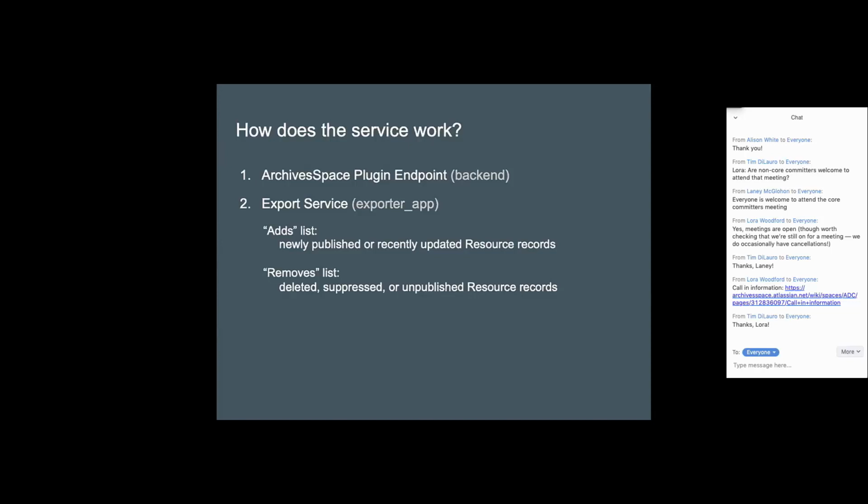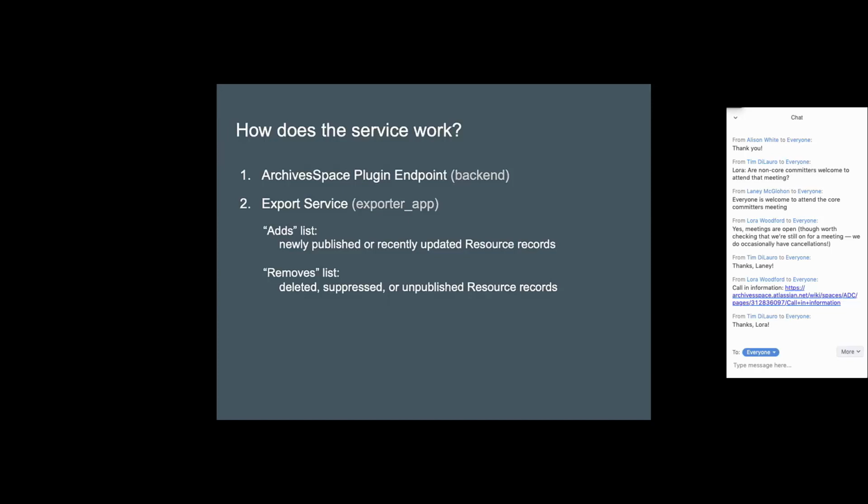One will be a set of all the files that it should add, and another will be a set of all the files that it should delete since the last time it asked. So this is why we run it nightly, and then it doesn't have to do very many updates each night because there's not that many changes each day. The removes list is pretty simple, so I won't go into real detail about it, but essentially anything that's been deleted, suppressed, or unpublished within a resource record gets added to that removes list.